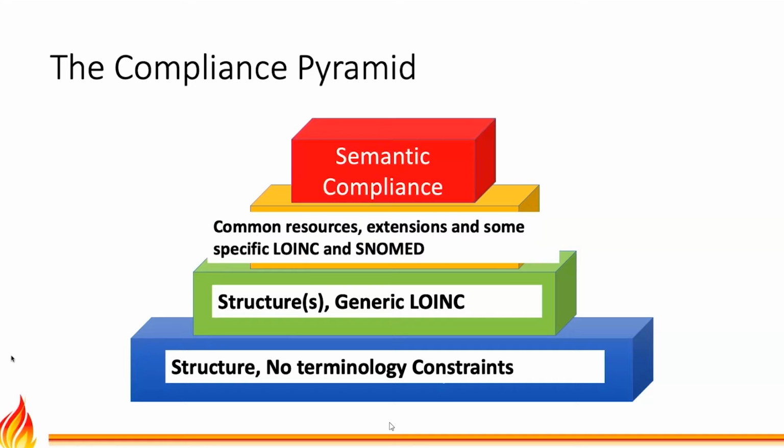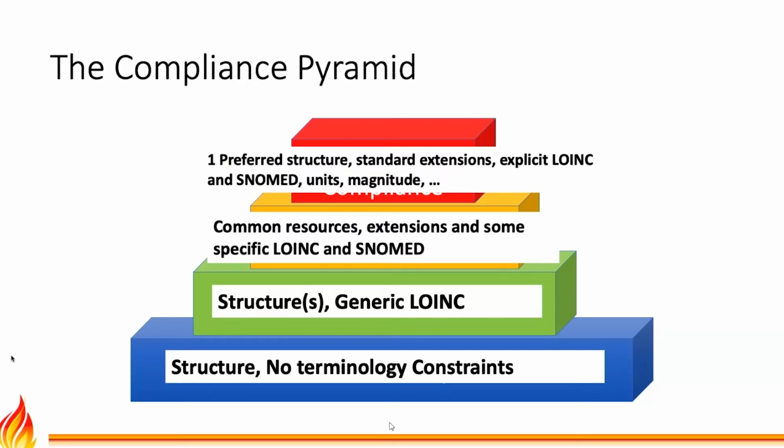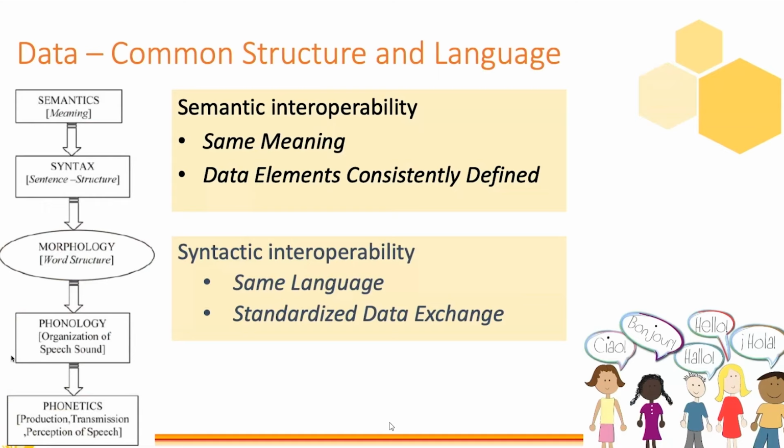But if we want to get to what we call true semantic compliance, where we go back and talk about the same meaning of our data, we need to get to a very preferred structure with the standard extensions and very explicitly define what the LOINC and SNOMED codes are, even what the units of magnitude could be, because there's a lot of things that you can still define in the way FHIR is defined. And even what standard do you smoke questions? Yes, the standard questions. I mean, there's a lot of things that would help us.